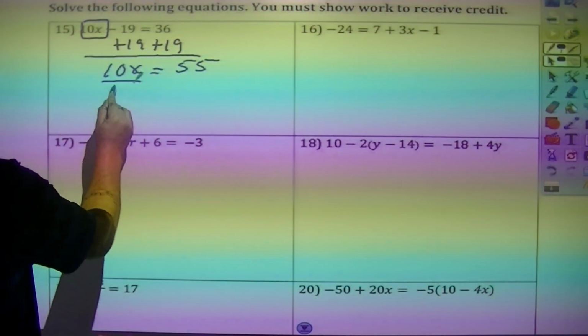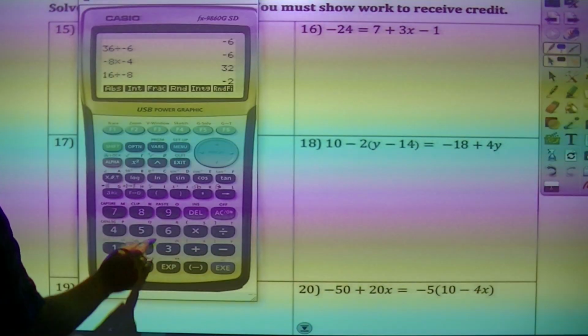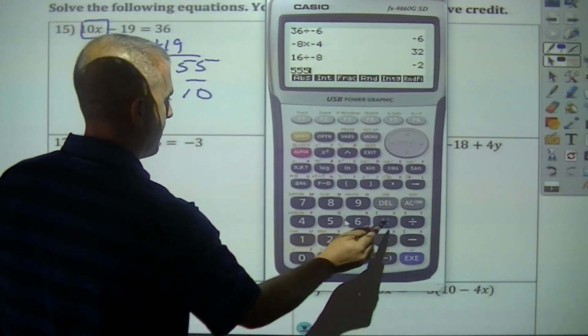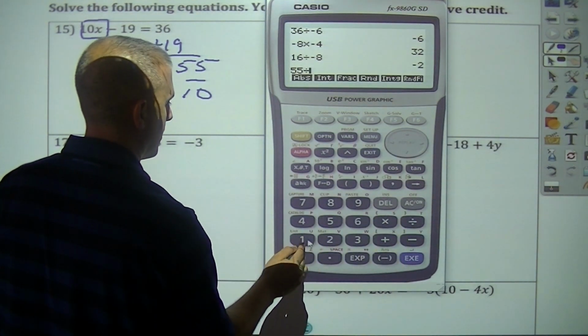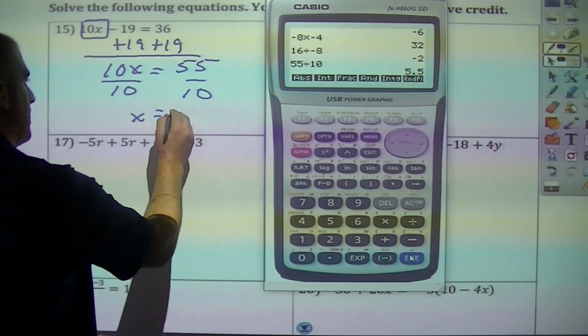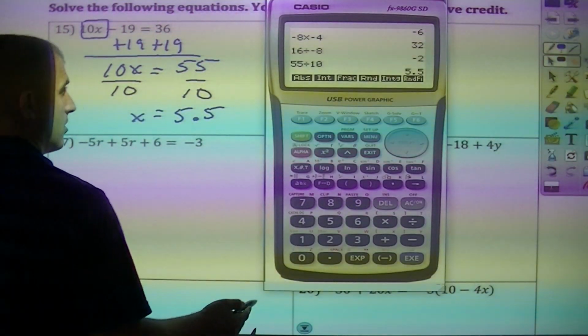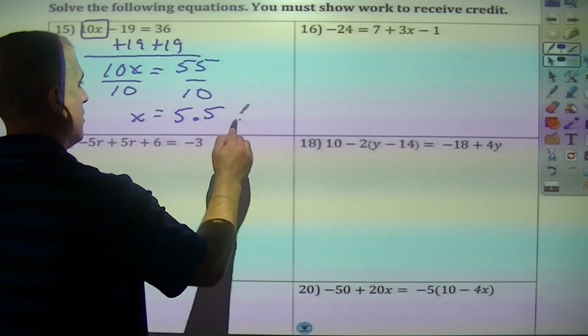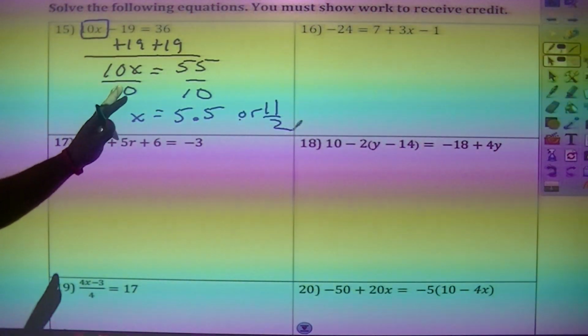Okay, and then I'm going to divide both sides by 10. 55 divided by 10 is 5.5. If I hit the fraction and decimal, it'd be 11/2. Okay? All right, same deal here.